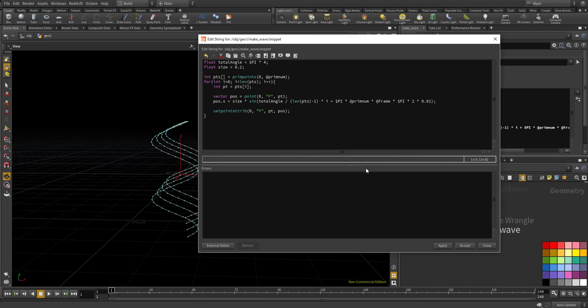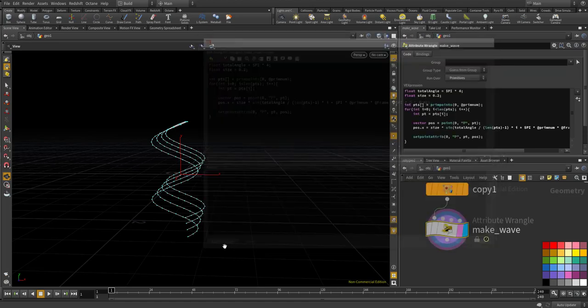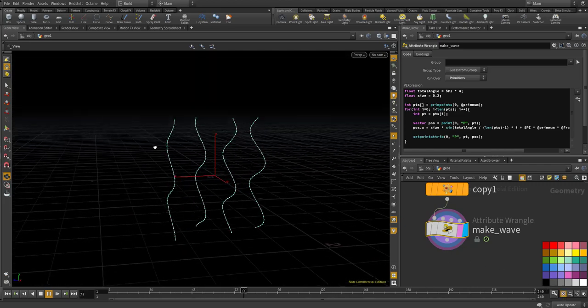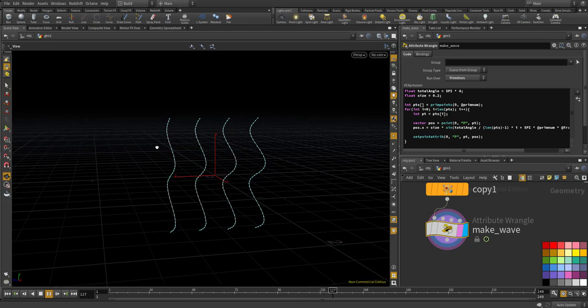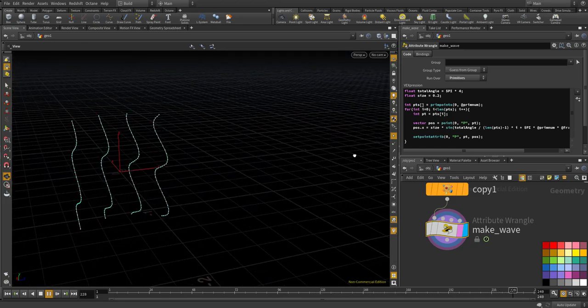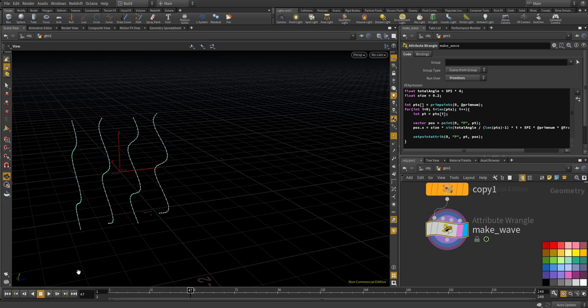Now, if I change this, okay, so if I play this, oh, it's too fast. It's making a wave like this. Okay. That's cool.